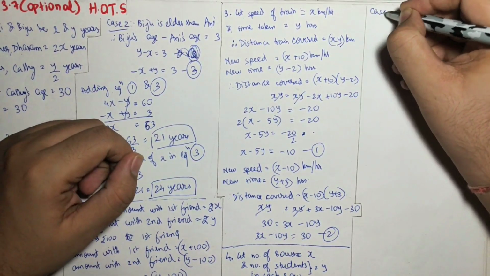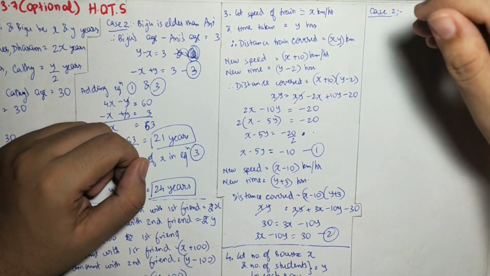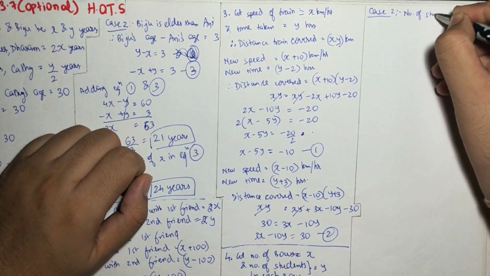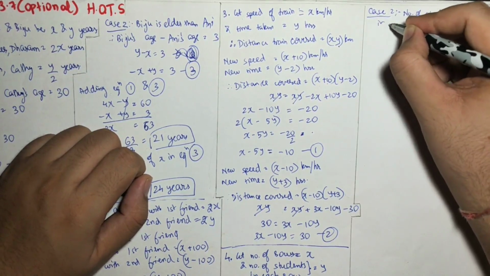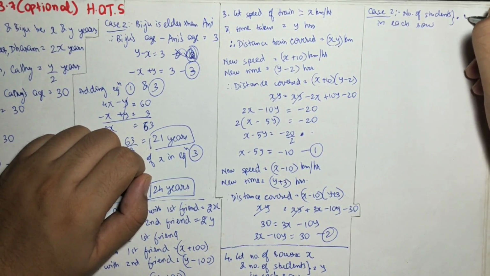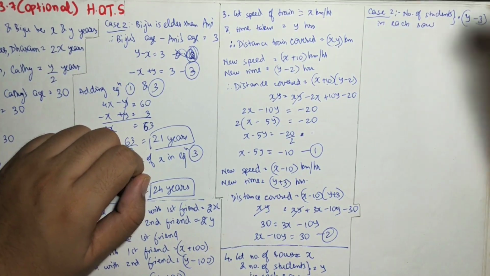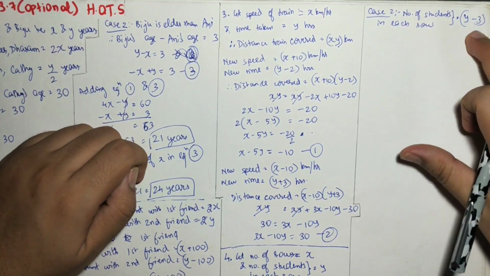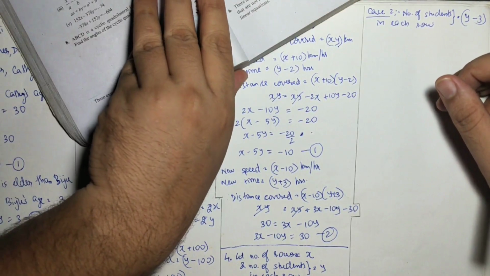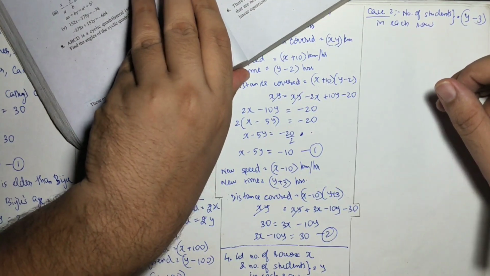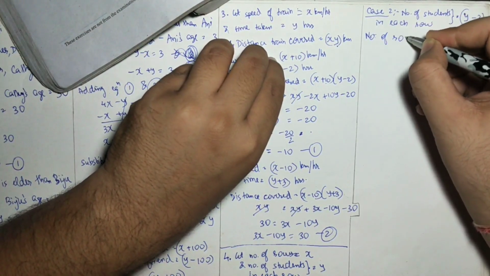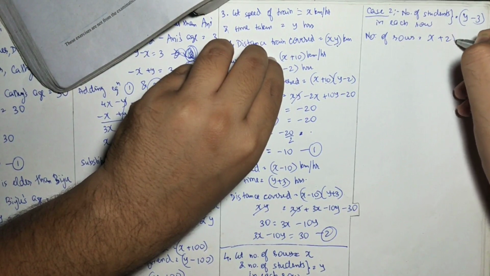Now, case 2. If 3 students are removed from each row, the number of students in each row is y minus 3. If the number of students reduced from each row is 3, 2 more rows are added. The number of rows would be x plus 2.